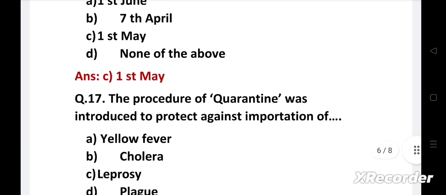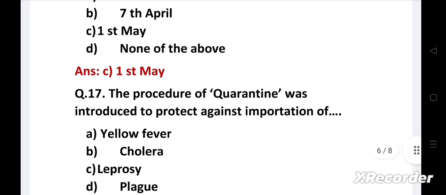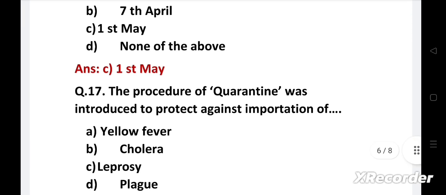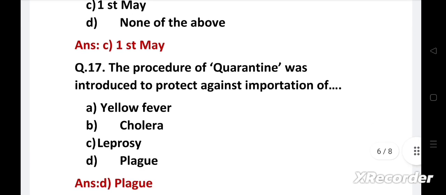Next question. The procedure of quarantine was introduced to protect against importation of option A, yellow fever. B, cholera. C, leprosy. D, plague. Right answer is option D, plague.